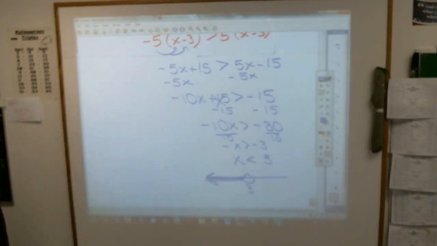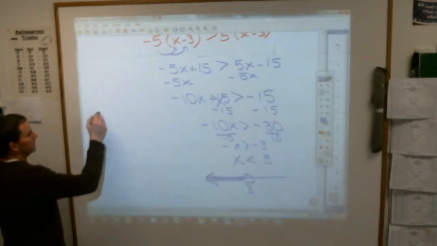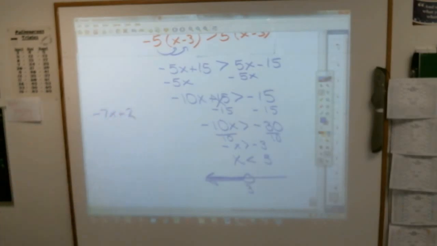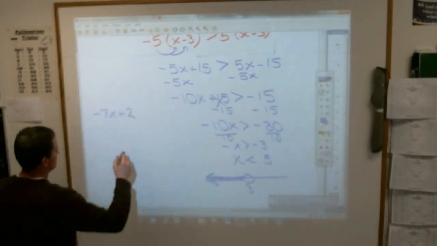I can tell you want to try one here. Sure, why not? Let's try this one. Negative 7x plus 2 is less than or equal to 8x plus 4.